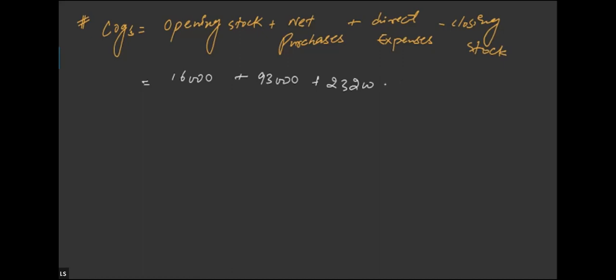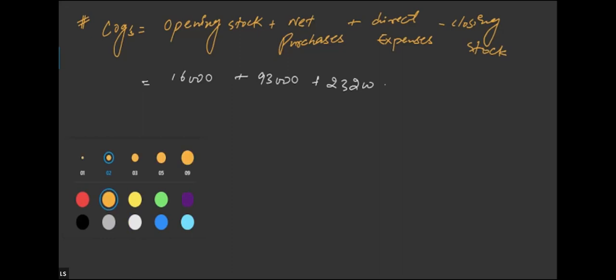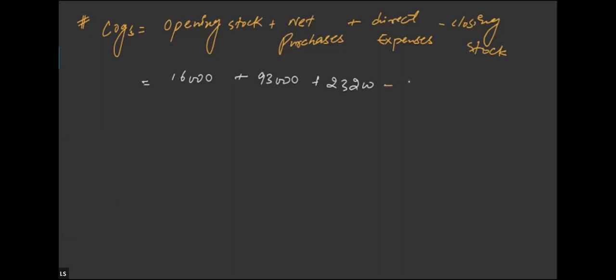And then we need to find out the closing stock. Closing stock can only be determined if we have the value of the cost of goods sold. If we find out the cost of goods sold, then by solving this equation, we will be able to find out the closing stock as well. Is that clear to you? Yes, sir. Okay.